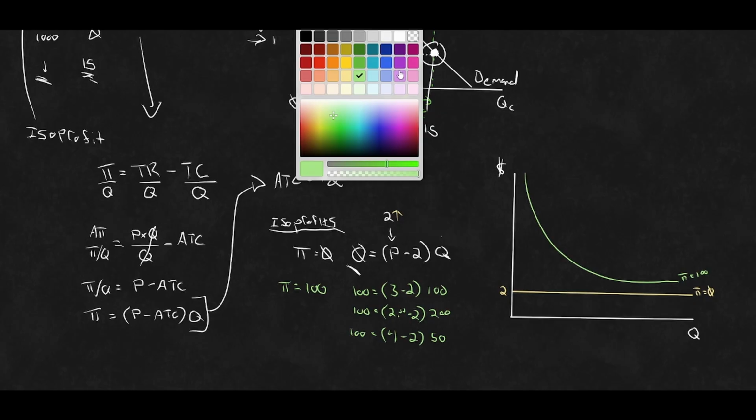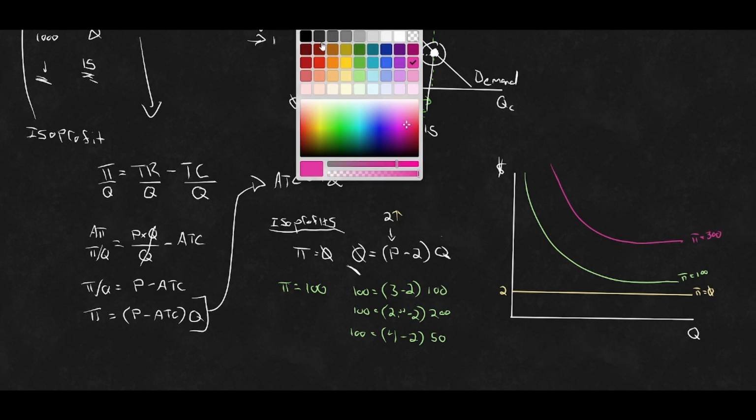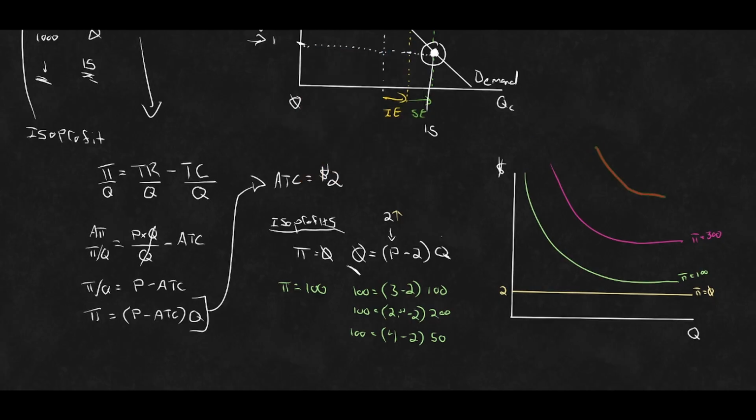We could go and say, let's go to maybe a pinky color here. There would be some isoprofit of maybe 300. And then we'll do one more. Let's go with red. Is that orange? I don't know. Maybe it's red. And maybe that's something like a profit of 500.